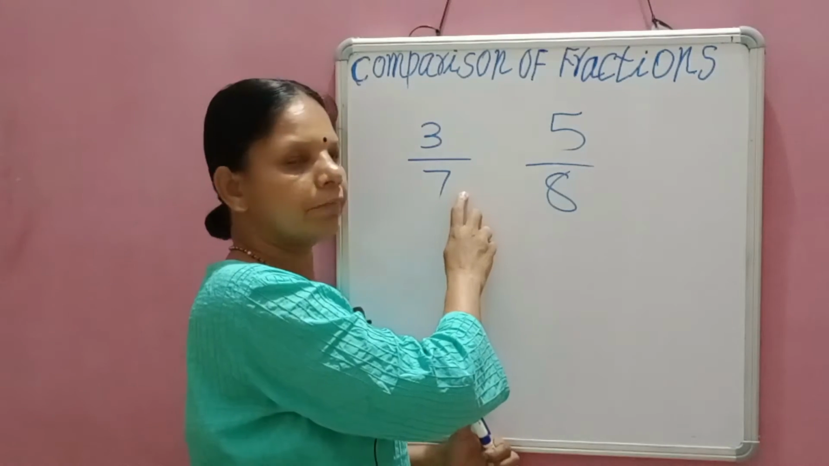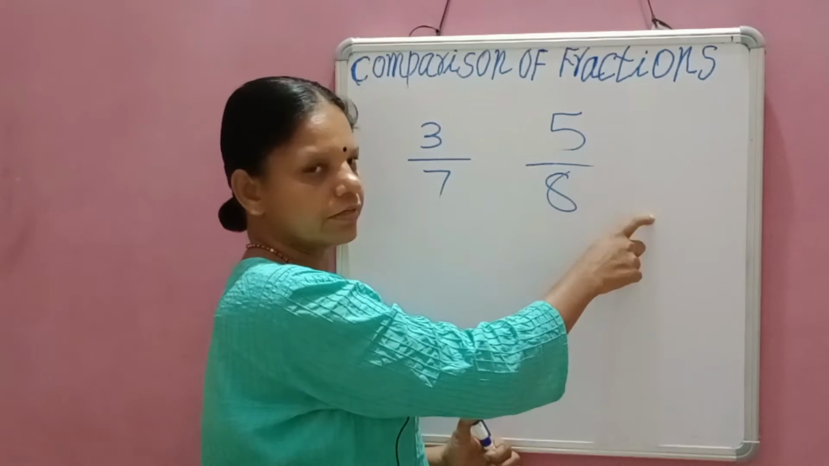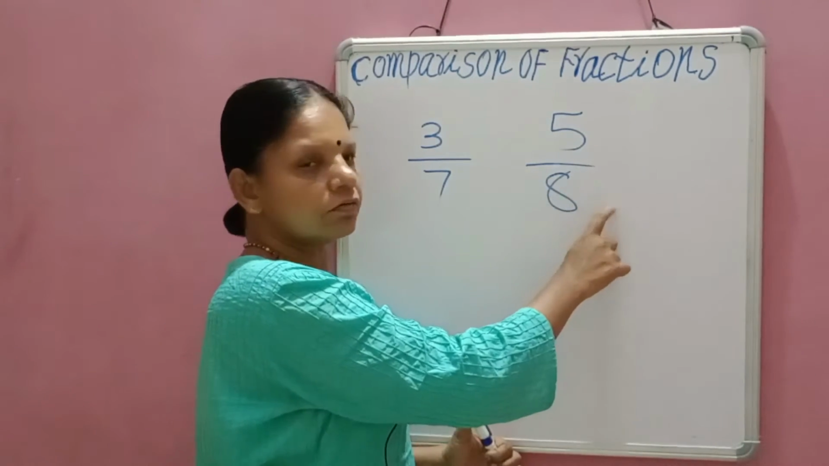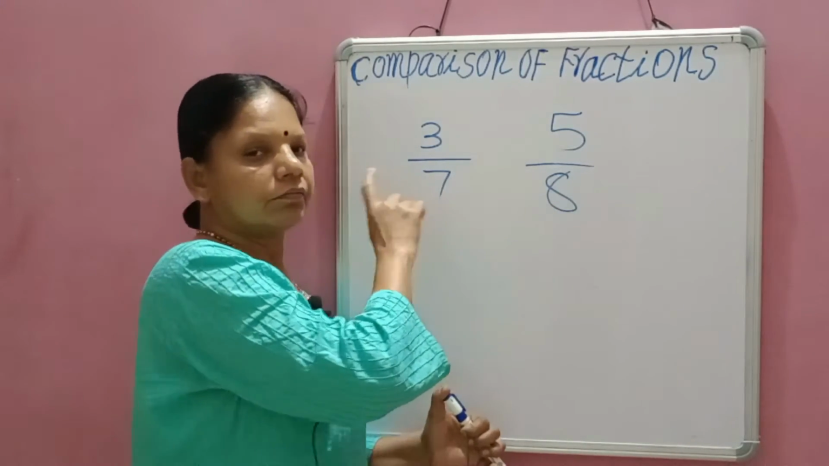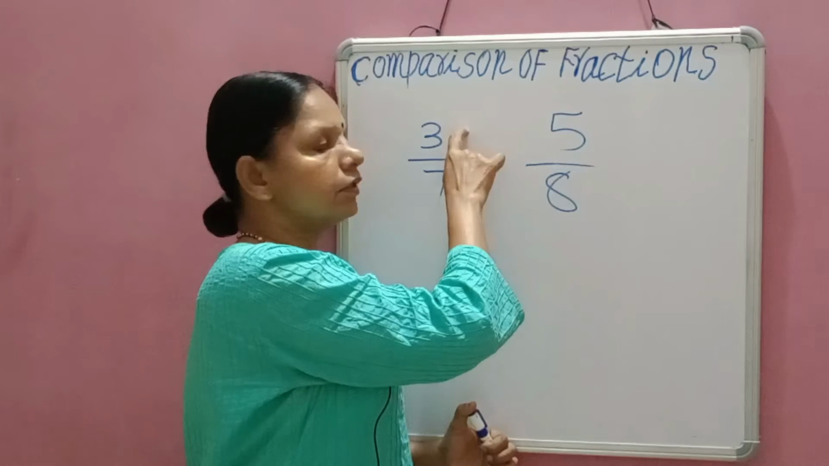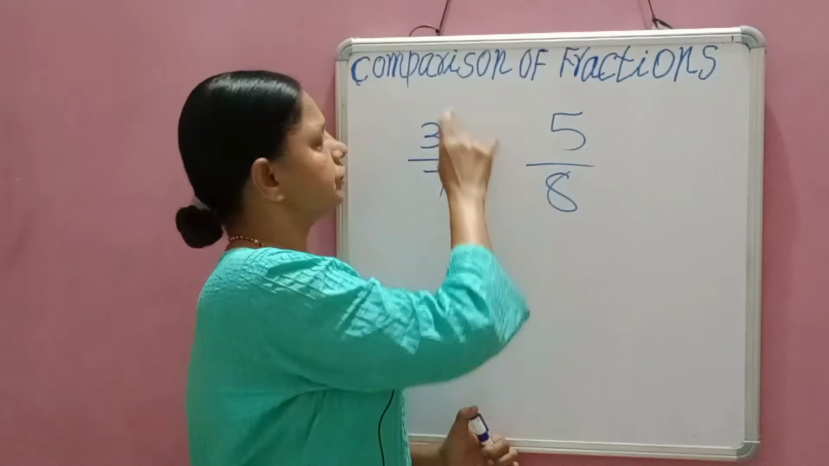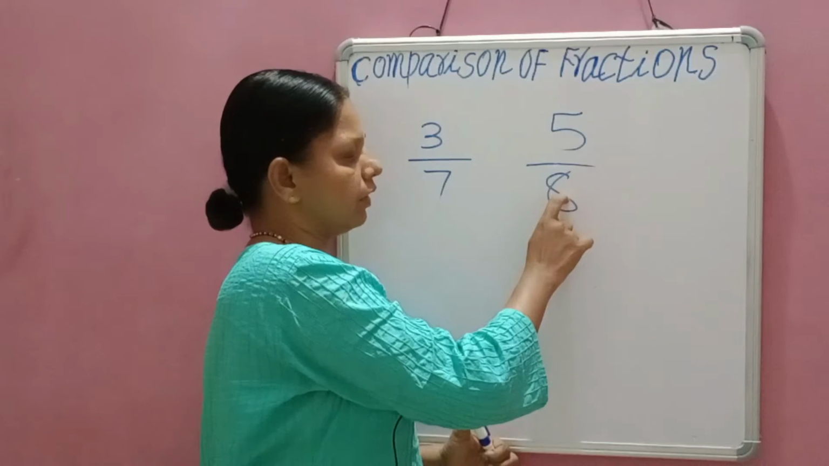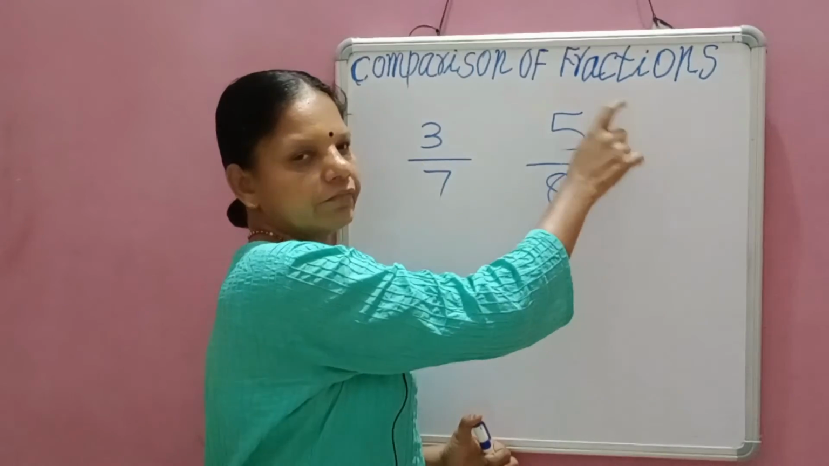So what do you have to do? Here you have to multiply by 8. And here you have to multiply by 7. So 7 8s are 56. Here 8 7s are 56. Both the denominators become equal. But the value of the fraction will change. So you have to multiply the same number in the numerator also. So here also you have to multiply by 8. Here multiply by 7. Here also you have to multiply by 7.